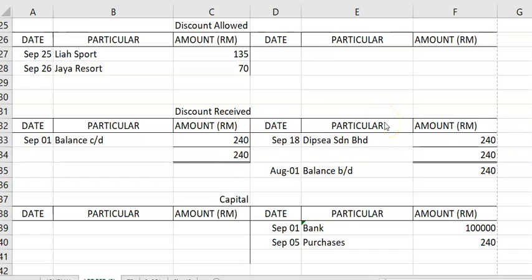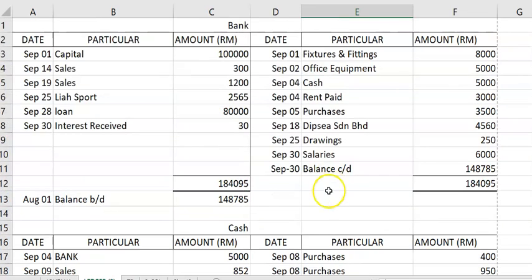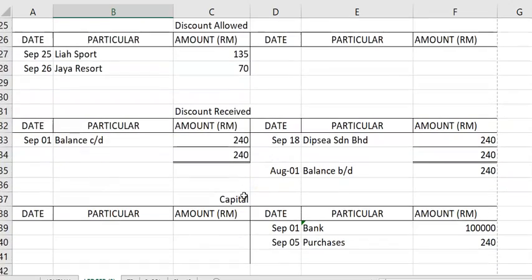I am confident that you realize, you can see that the closing balance and the opening balance are always on opposite sides. Let's have a look at the bank account just now. The closing balance is on the credit side, however the opening balance is on the debit side. But for discount receipt, the closing balance is on the debit side, but the opening balance is on the credit side. Okay.